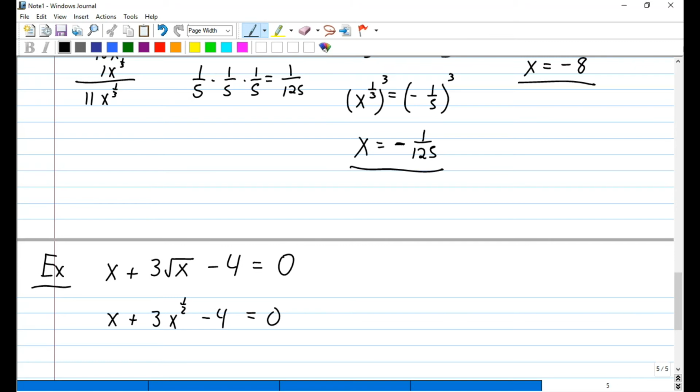Well, now I see 3 terms, and look at the powers. The power of the first term is x to the 1st. The power of the middle term is 1/2. And if I say 2 times the middle power, I do get the power of the first term, right? 2 times 1/2 is 1. So that means that we can solve this by factoring just like we would a quadratic.